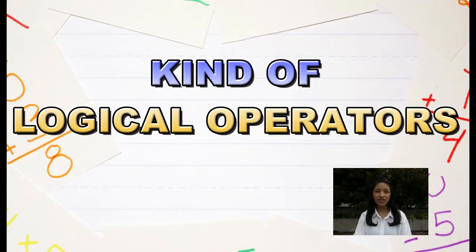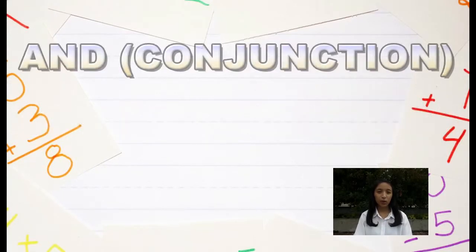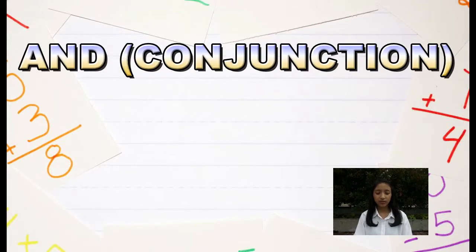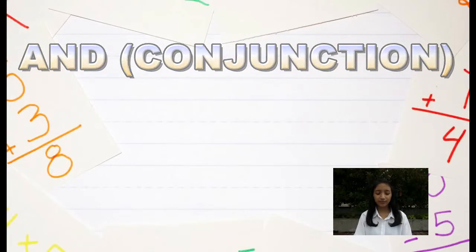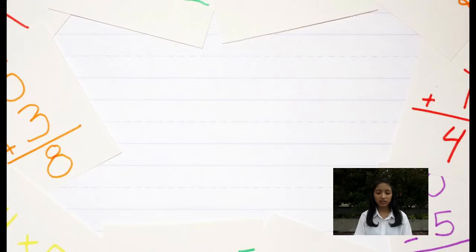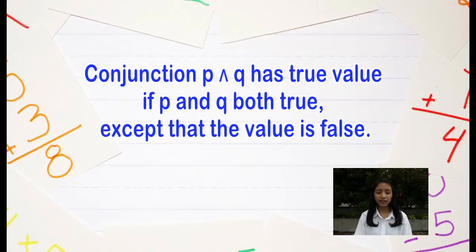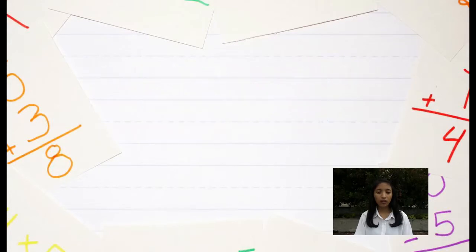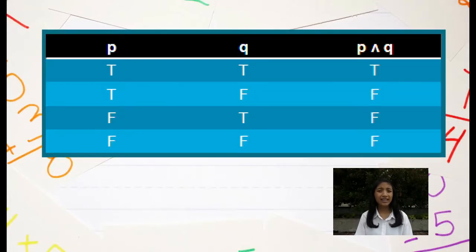Kinds of logical operators. Number 1. And, or conjunction. Conjunction: P and Q has true value if P and Q are both true, otherwise the value is false. And the truth table of conjunction is like this.